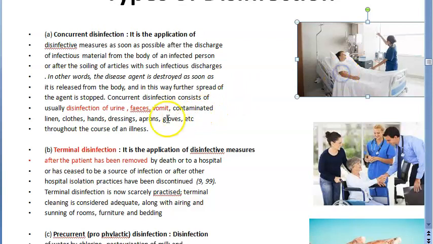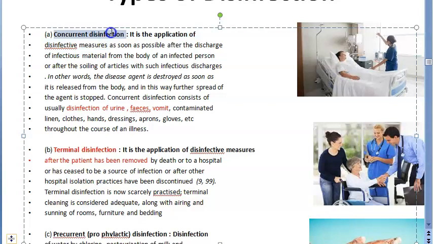Like you will disinfect urine, feces, vomit, gloves, aprons, etc. Throughout the course of the illness, you will be disinfecting these soiled articles, right? So that is called concurrent disinfection. As soon as possible, you will do the disinfection.